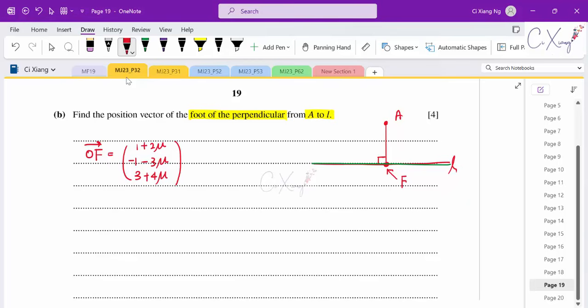Then now I need to think of a way to find the mu here, so that I know what the position vector of OF is, right? To find the mu, very likely I need to form another equation to solve for mu. What I can do now is, I know that AF is perpendicular to the line L, right? So maybe I try to find out AF first. What is the vector AF? For the vector AF, it is AO plus OF.